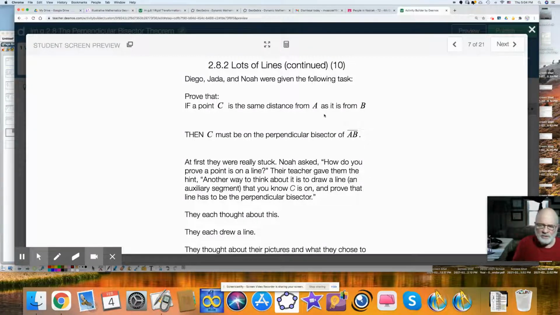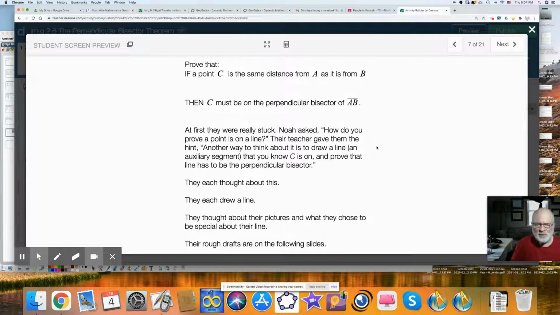At first, they were really stuck, and Noah said, how do you prove that a point is on the line? And the teacher gave them another hint. She says, another way to think about it is to draw an auxiliary line segment that you know C is on, and then prove that the line has to be the perpendicular bisector. So instead of proving that the point has to be on the line, prove that if you know something about this line, then you can show it's going to be a perpendicular bisector.